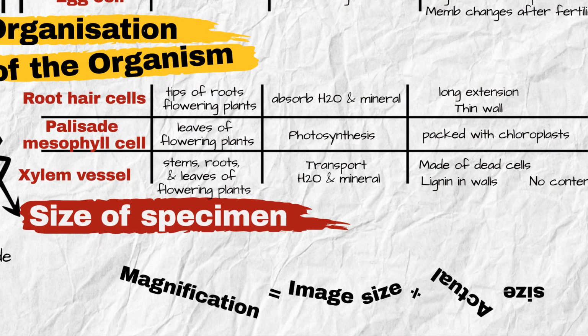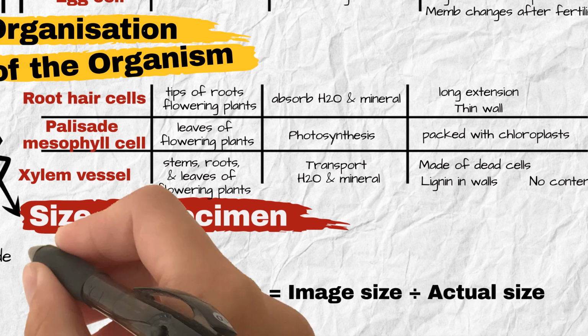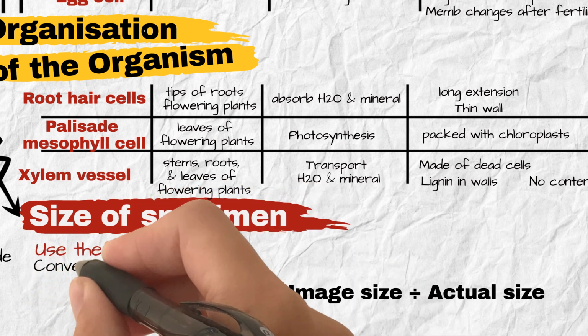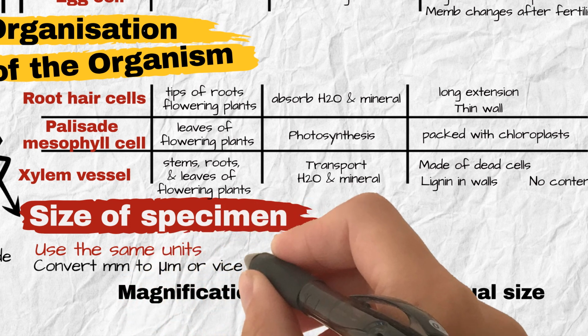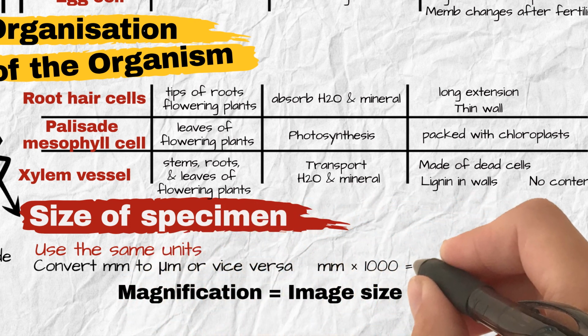Magnification equals image size divided by actual size. Just remember, always use the same units. Convert millimeters to micrometers or vice versa if needed. Don't forget, millimeters times 1,000 equals micrometers.